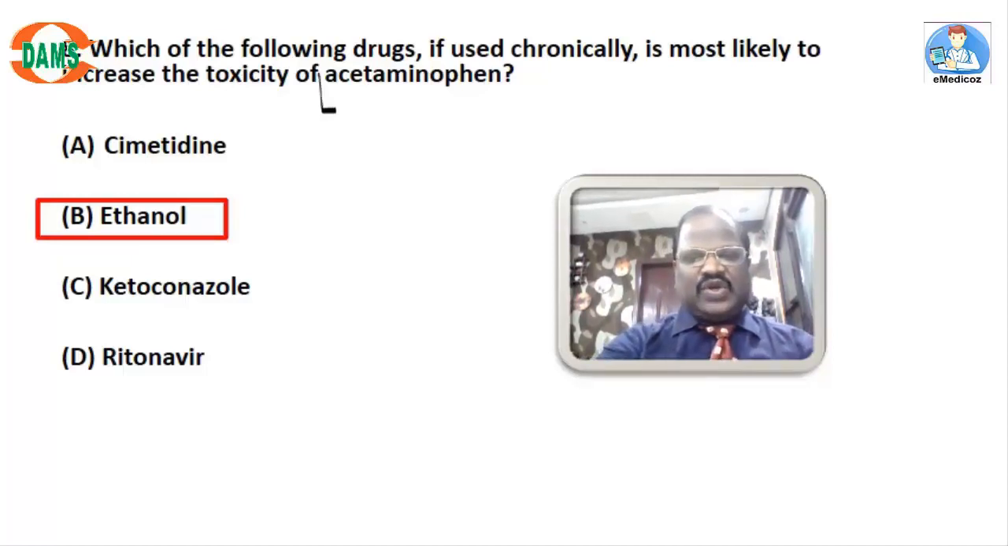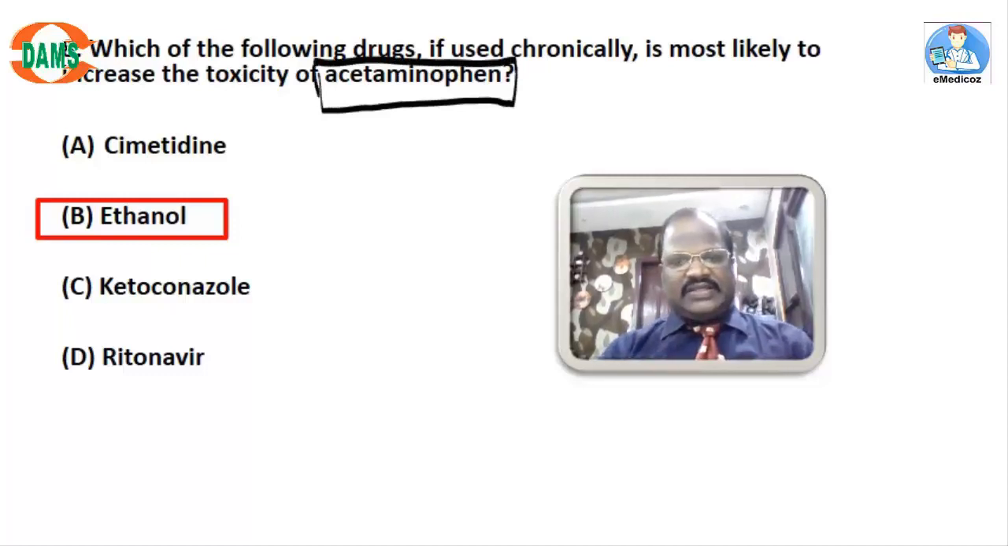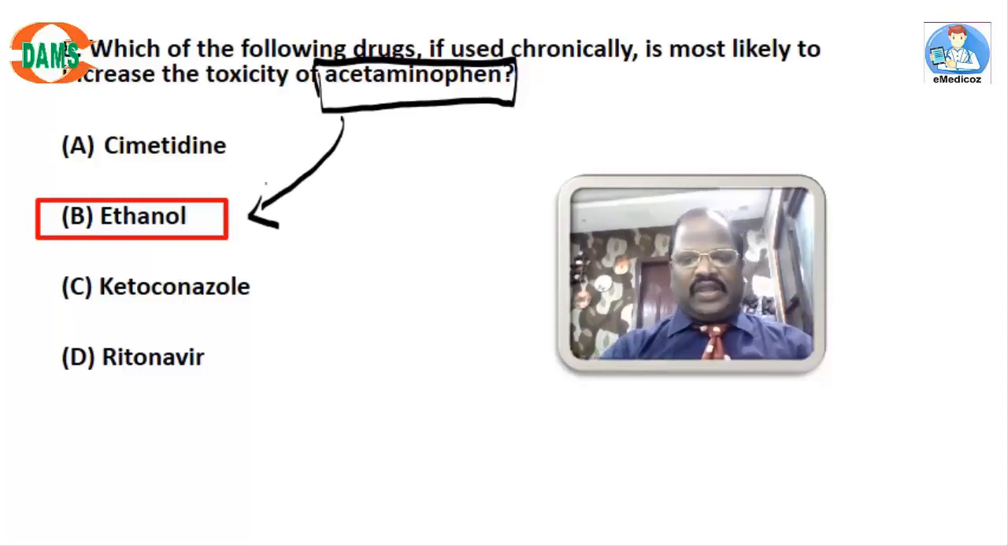Acetaminophen is also called paracetamol. It is a simple analgesic and antipyretic. This drug's toxicity will be increased when taken by a chronic alcoholic patient. Why? For this we should first know the pharmacokinetics of acetaminophen. Look here.